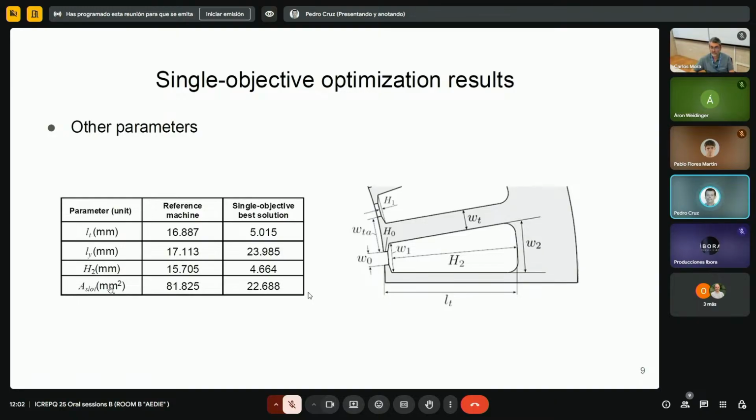We have obtained other parameters, mainly related with the slot of the stator, like the area and the length of the slot, the H2 in the figure, and they are in general smaller than the reference machine. So the idea is obtaining a machine with a smaller size of slots.